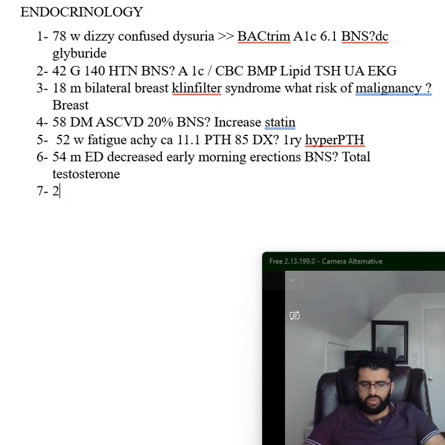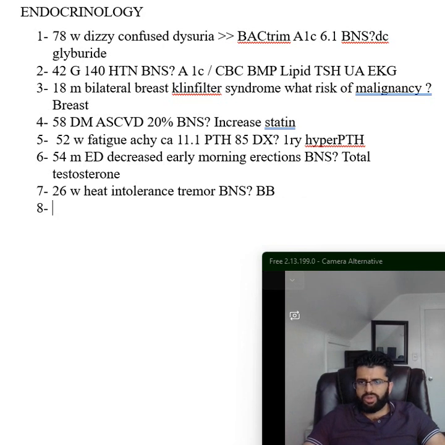Okay, now you see a 26-year-old woman came in with heat intolerance and tremor, and they ask you, okay, what's the best next step? You do beta blocker, okay? This is hyperthyroidism, and they tell you, look, how do you treat it? You treat it with beta blockers.